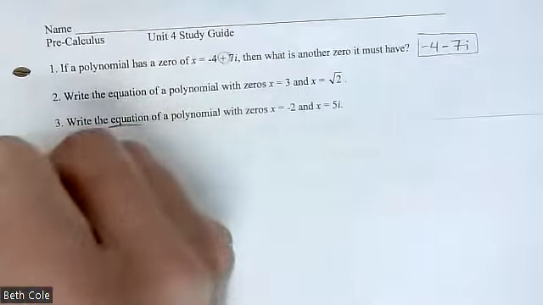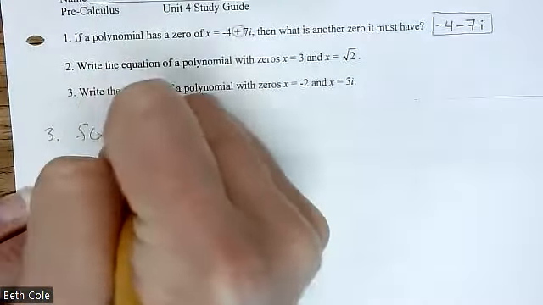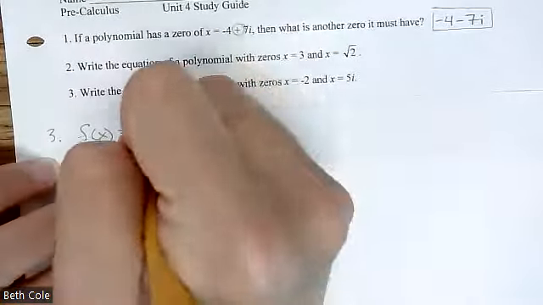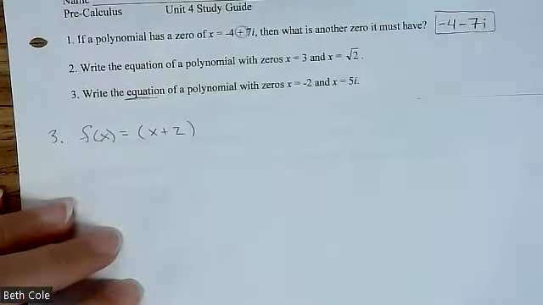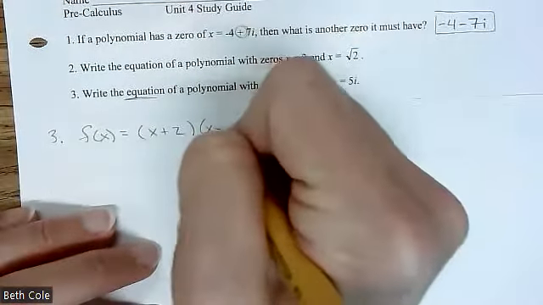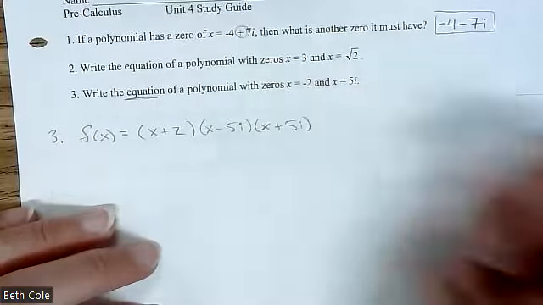Since it's an equation, what do we need to put out front? Yeah, f of x equals. And if your 0 is negative 2, what will the factor be? x plus 2, because negative 2 plus 2 gives you 0. And then for 5i, you will have x minus 5i. Oh, but also x plus 5i.